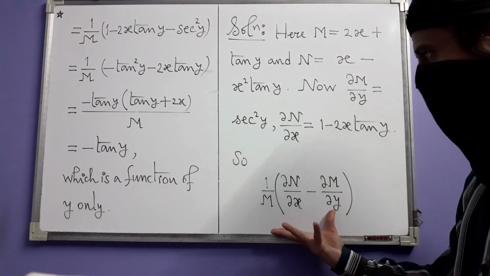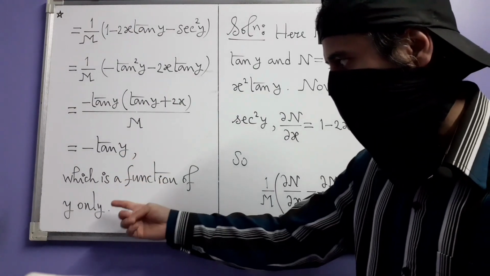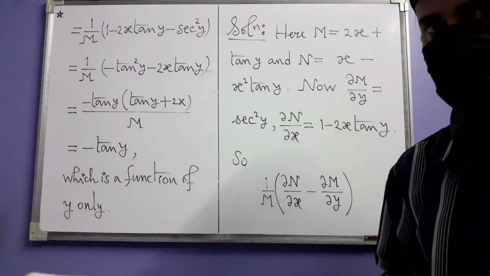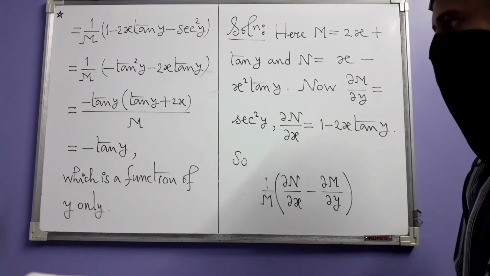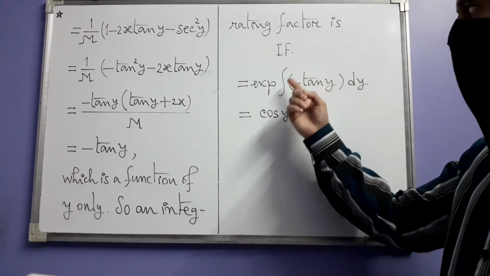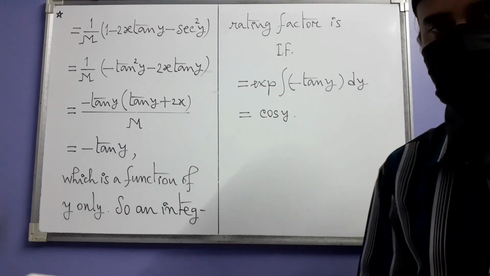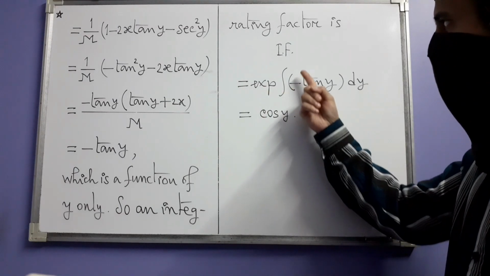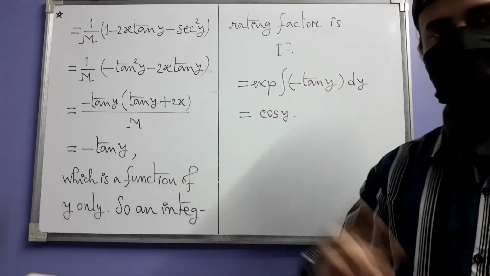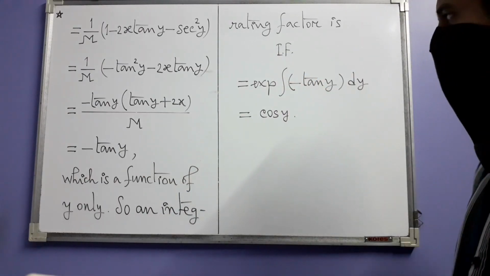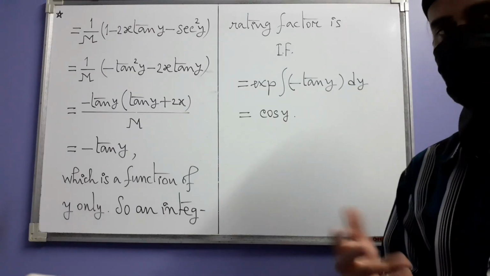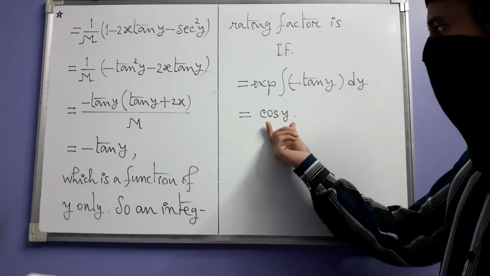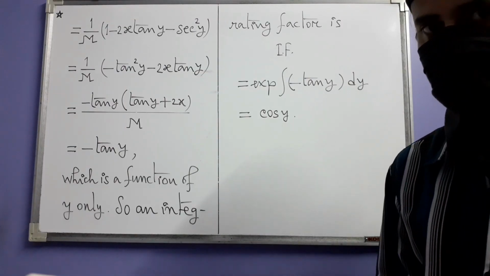So that means this quantity is a function of y only, and in this situation we know what to do to find an integrating factor. So an integrating factor, which say we are calling IF, is the exponent of the integral of -tan y with respect to y, of course, which, I am not going into the details, you already know these things from calculus. You are going to get cos y, so that is your integrating factor.